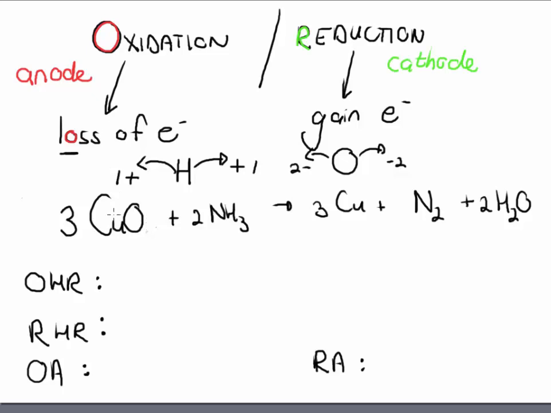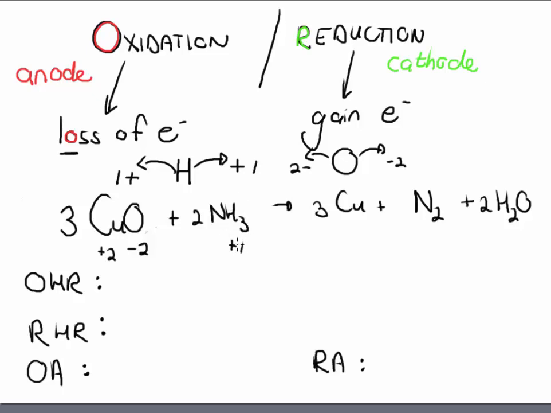So if we look at this chemical equation here, it is currently balanced. I'm going to assign oxidation numbers to each of these atoms. Firstly, if we look at copper oxide, we know that oxygen has an oxidation number of -2, which means that in this neutral compound, copper must have an oxidation number of +2. If we look at NH3, we know that hydrogen has an oxidation number of +1.